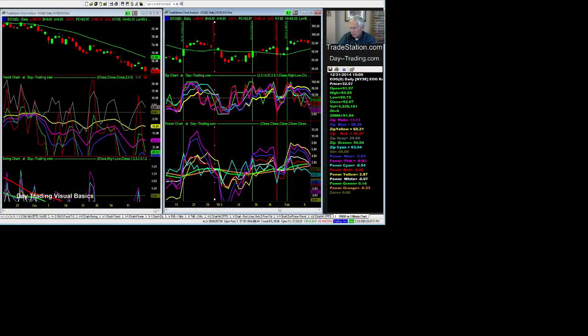And I'm going to switch over to the charts right now, and I'll show you some situations. In this example here, over here by this green indicator, we have the power yellow as the highest indicator line on the power chart. Along with that, we have zip yellow as highest.